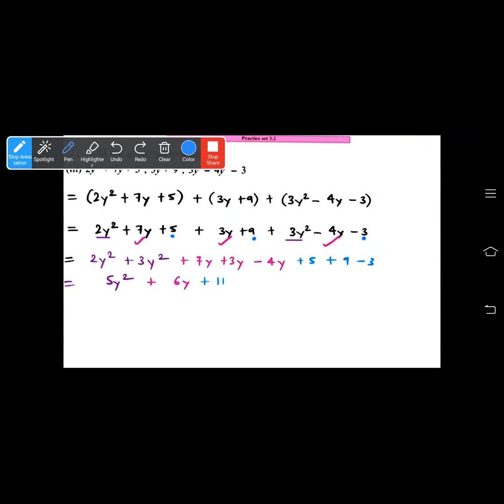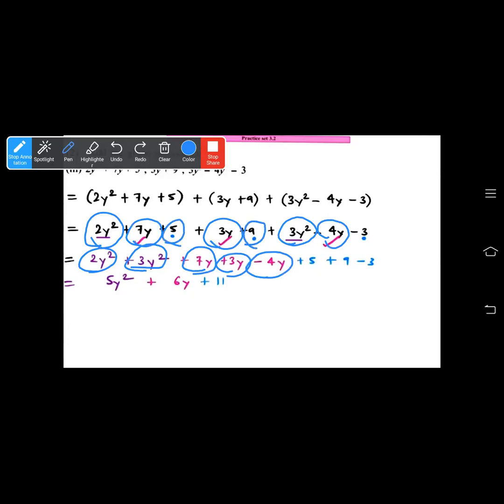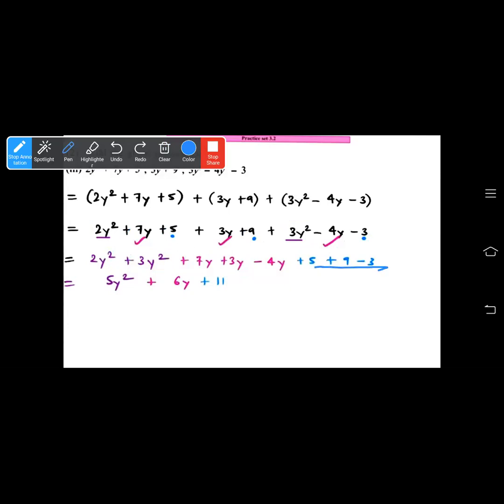Then keep the like terms together: 2y square plus 3y square, then 7y plus 3y minus 4y, and keep constants together: 5 plus 9 minus 3. Now do the addition. 2 plus 3 is equal to 5y square. 7 plus 3 minus 4 is equal to 6y. 7 plus 3 is 10, 10 minus 4 is 6y. 5 plus 9 is 14, 14 minus 3 is 11.